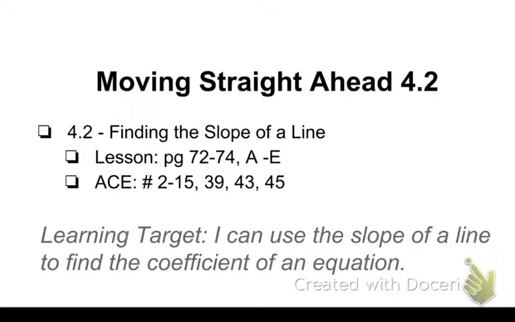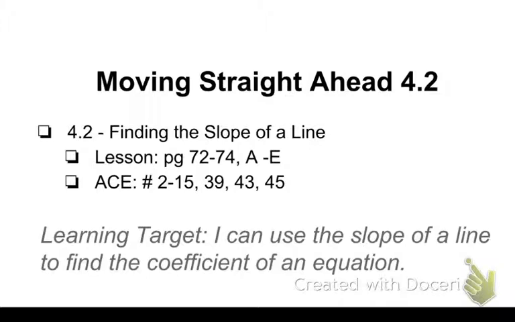Okay, ladies and gentlemen, today's lesson is Moving Straight Ahead 4.2. We're approaching the end of our lessons on linear equations and how they work. Today's lesson is about finding the slope of a line. You'll find your lesson on pages 72 through 74, A through E, and the ACE problems are 2 through 15, 39, 43, and 45. Your learning target is that I can use the slope of a line to find the coefficient of an equation.